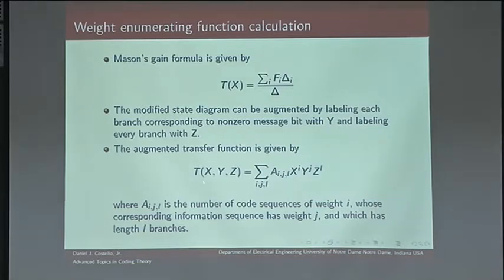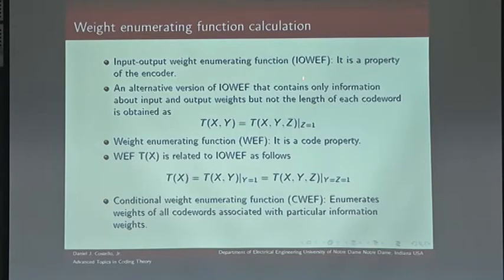And so if you include these other labels on the branches, you get a generator function like this, which is this. The coefficient here is the number of code sequences of weight I which have information sequence weight j associated with them and are L branches long. Okay, you can get pretty complicated. If any of you have ever seen my book, you'll see some of these things worked out in the chapter on turbo codes. I'm going to skip this.